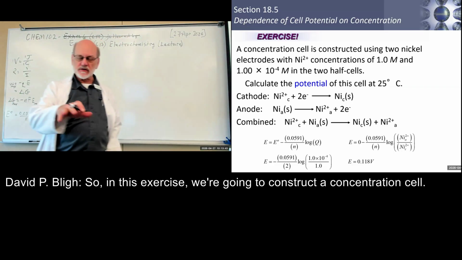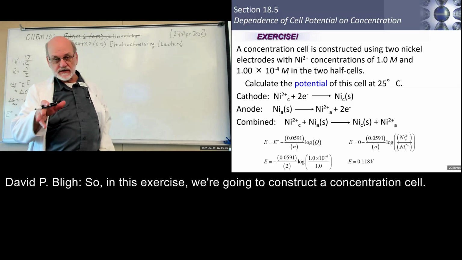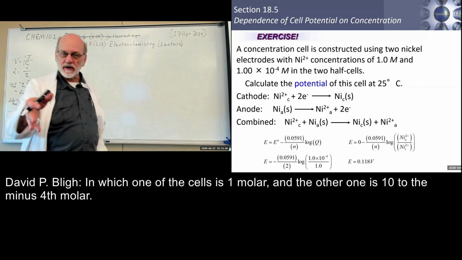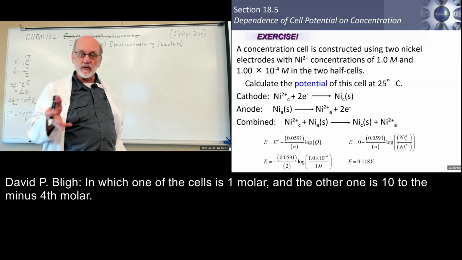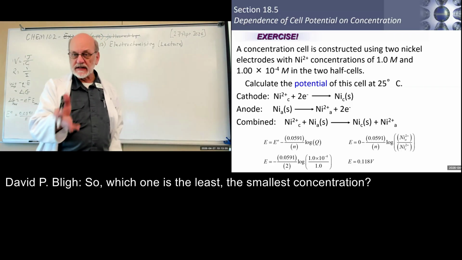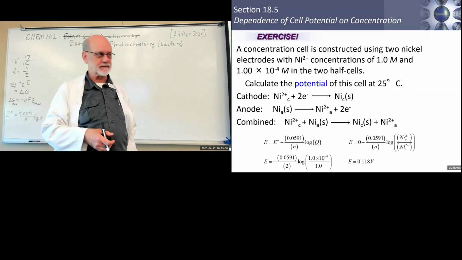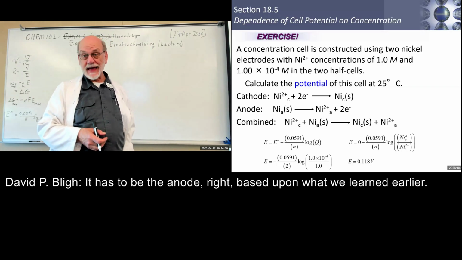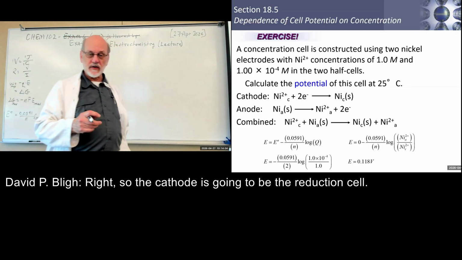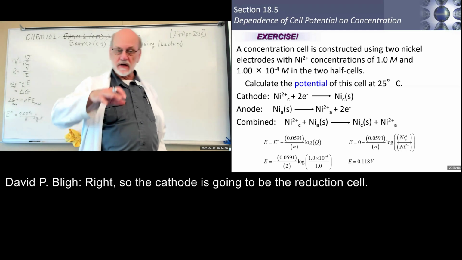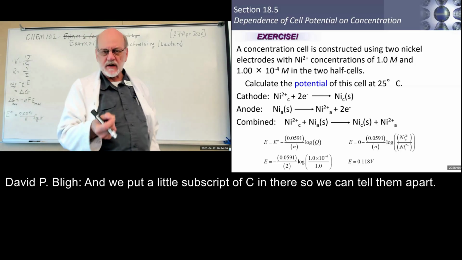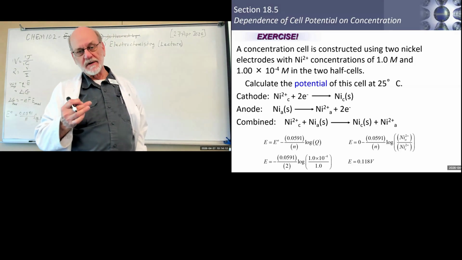So in this exercise, we're going to construct a concentration cell in which one of the cells is 1 molar and the other one is 10 to the minus 4th molar. So which one is the smallest concentration? It has to be the anode, right? Based upon what we learned earlier, right? So the cathode is going to be the reduction cell, and we put a little subscript of C in there so we can tell them apart.